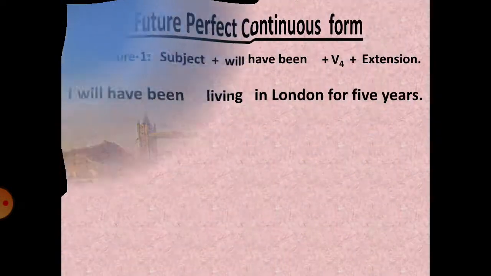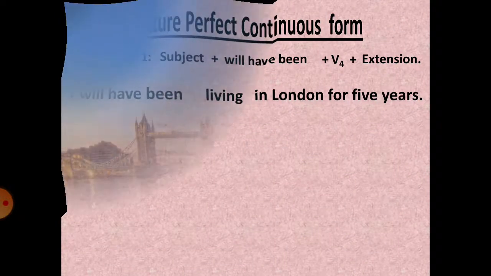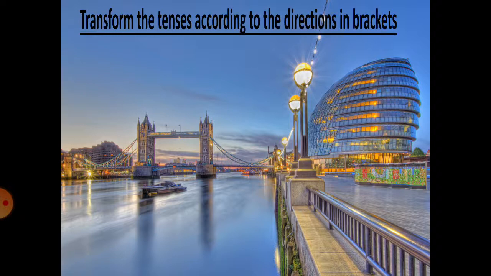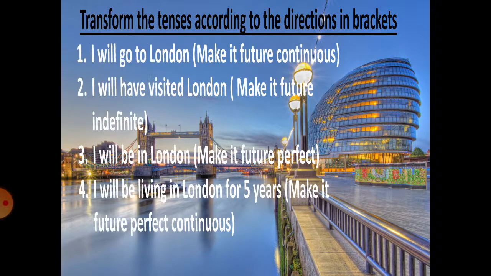Now, dear students, let's come to the next slide. Transform the tenses according to the direction in the brackets. It will be done by yourself. Please first read the sentence. I will go to London. You have to make it future continuous. It is given in future indefinite form. You have to turn it into future continuous form.